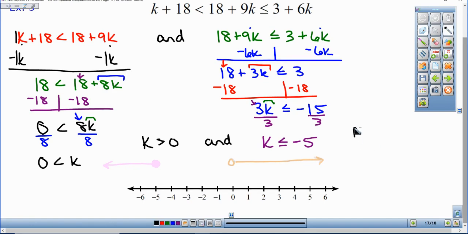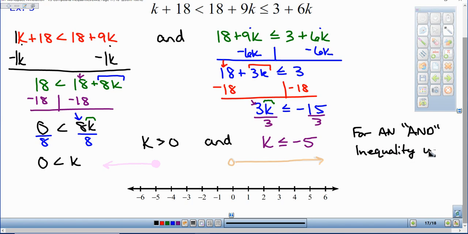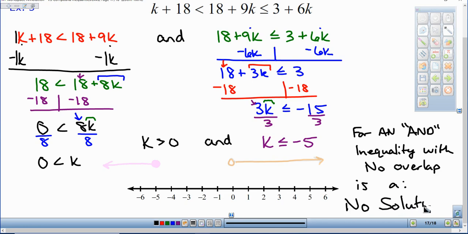So for an and inequality with no overlap is a no solution. There is no number.